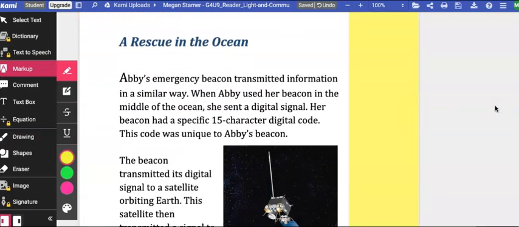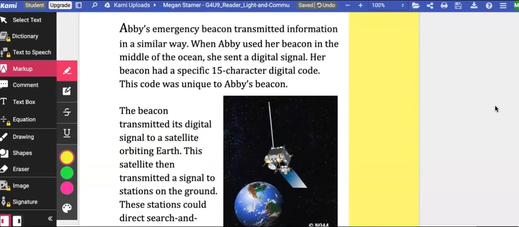A rescue in the ocean. Abby's emergency beacon transmitted information in a similar way. When Abby used her beacon in the middle of the ocean, she sent a digital signal. Her beacon had a specific 15-character digital code. This code was unique to Abby's beacon.